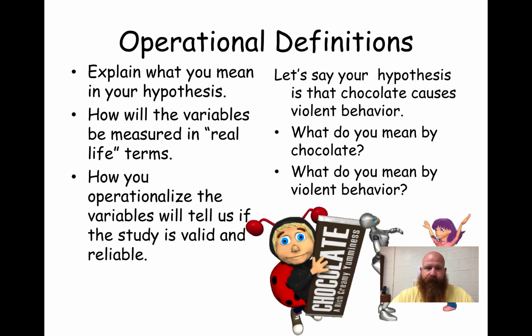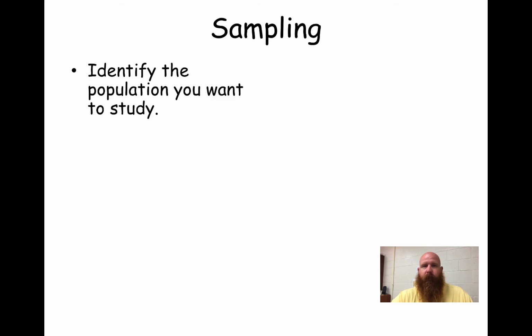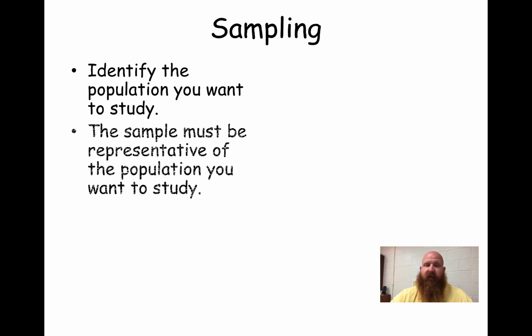Sampling. All right, this is how you identify the population you want to study. Now, there is a difference between population and sampling. Population is the entire group, and a sample is a small portion of that group that is, and this right here is important, representative of the population. So if the population I want to study is high school students at Fleming County High School, then the population would be the high school students there, but the sample would be a representative sample of the population.